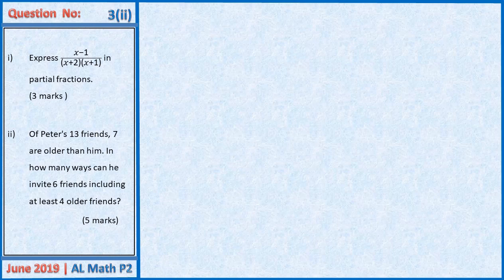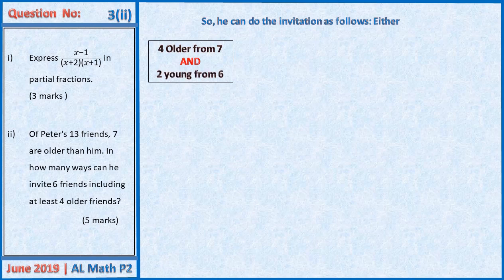At least 4 older friends here means he can invite 4 older friends, or 5 older friends, or 6 older friends. But note, if you invite 6 older friends, it means that all the invitees will be the old friends. So he can do this invitation in the following ways. He can invite 4 older friends from the 7 old friends he has, and just 2 from the 6 young friends.